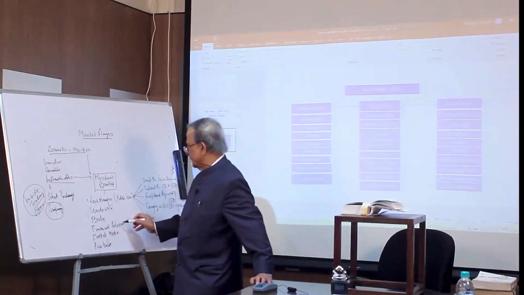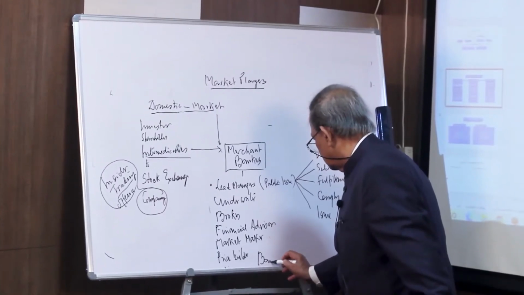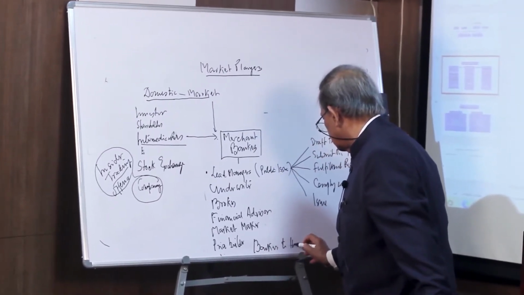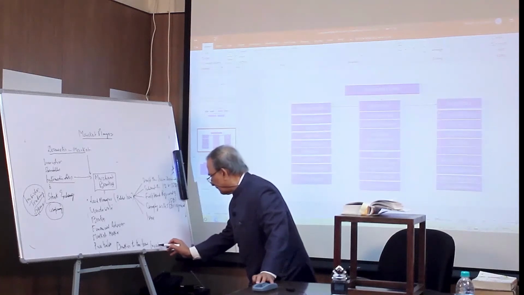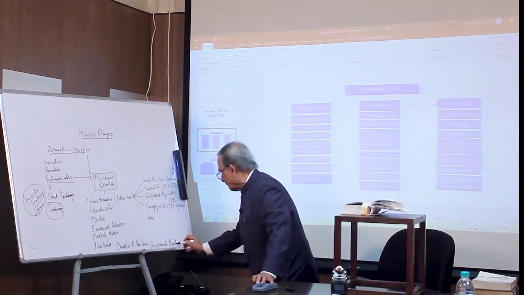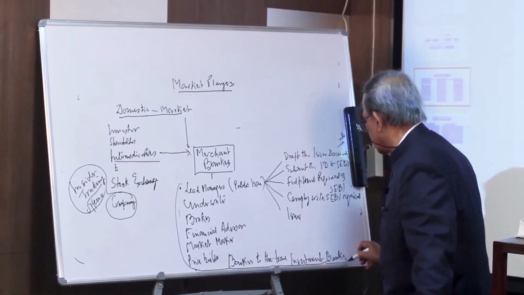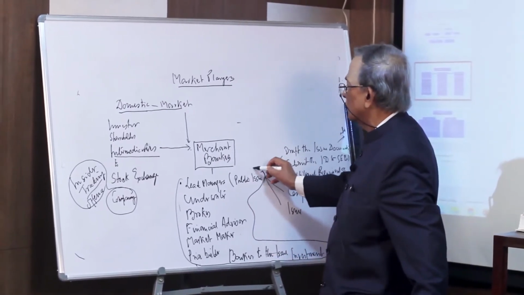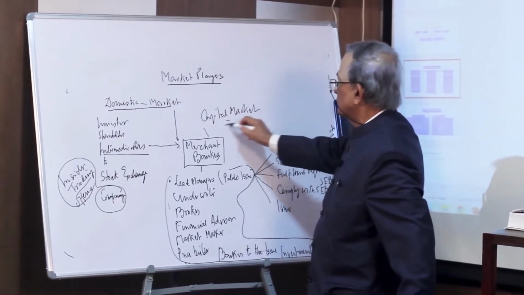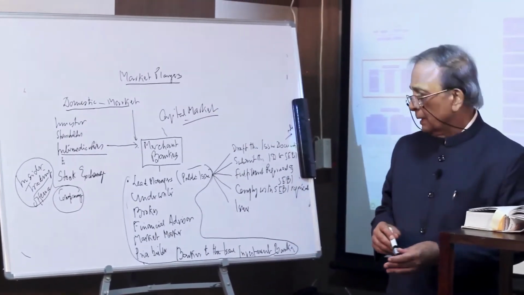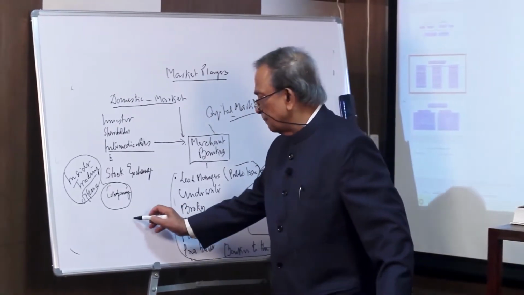Then there can be an issue banker to the issue, can be an investment banker, so he has all this to be done. A merchant banker. A merchant banker institution is extremely important for the capital market. Then of course there is a depository.